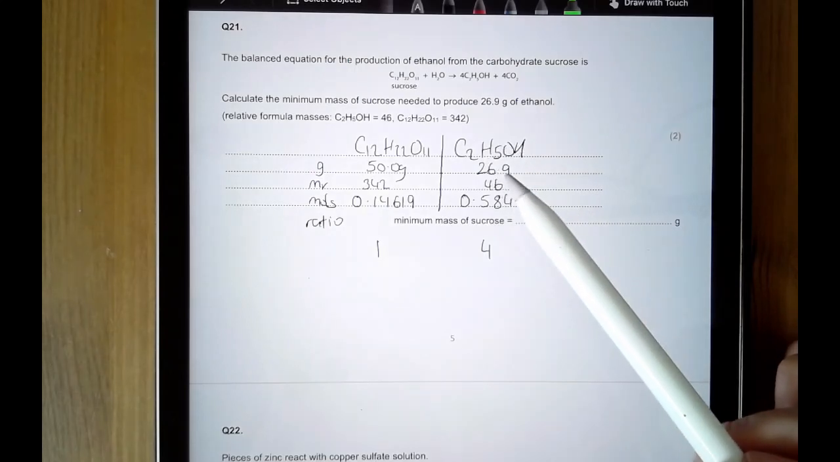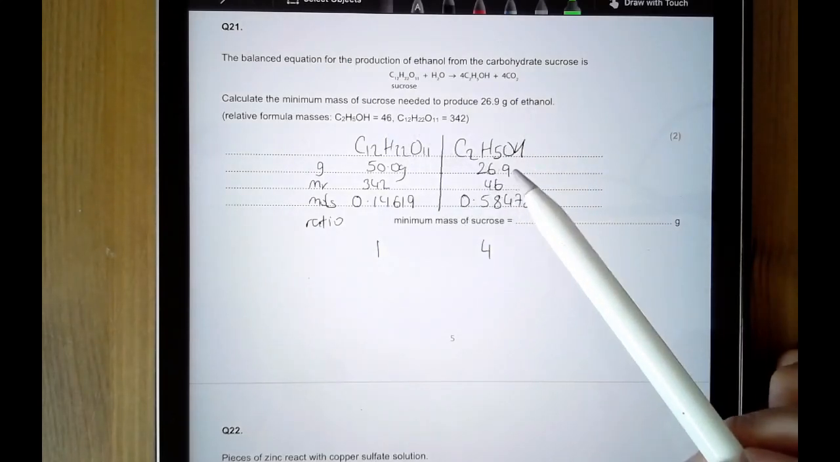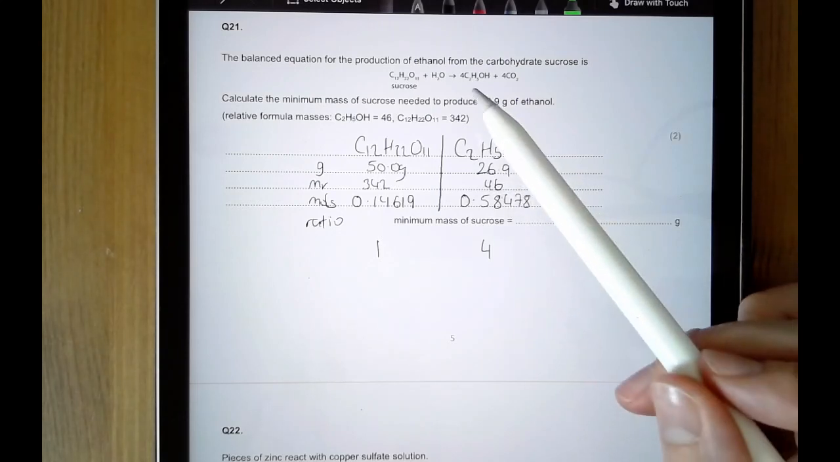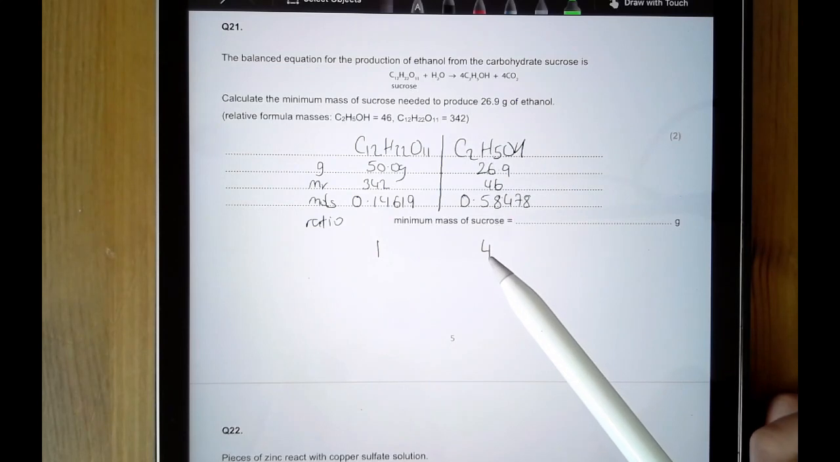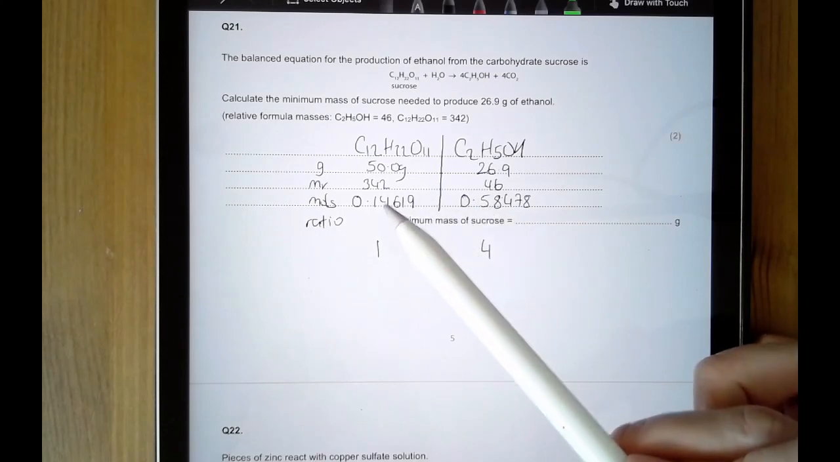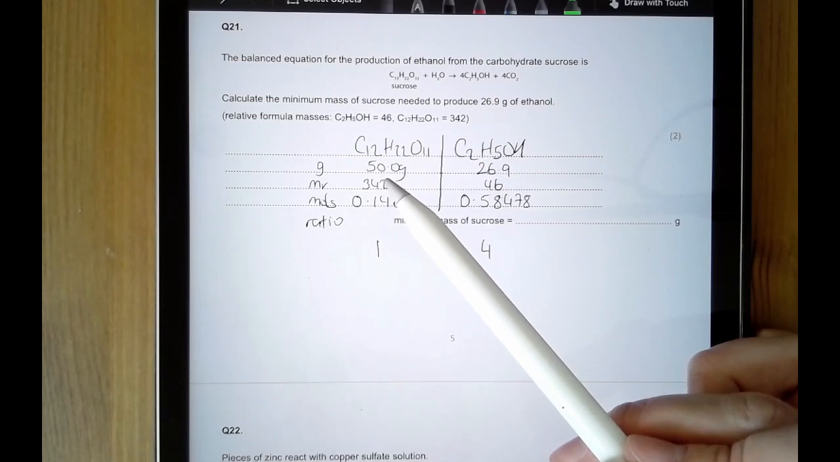I'm given 26.9 as my mass of ethanol. I'm given 46 as my formula mass. So I do mass divided by formula mass is moles. My ratio, there's a big 4 in front of ethanol on my table. There's nothing in front of sucrose, so a 4:1 ratio. Therefore, I take this number, divided by 4. The formula mass of sucrose I'm given, I multiply these two numbers, and I get 50.